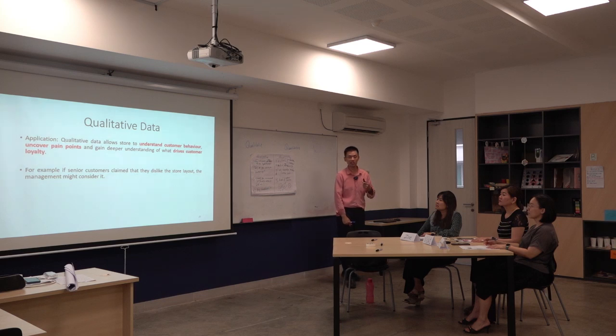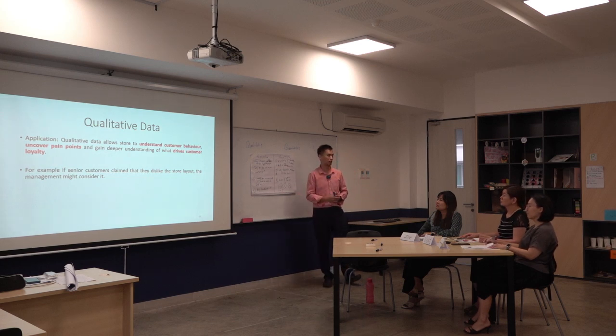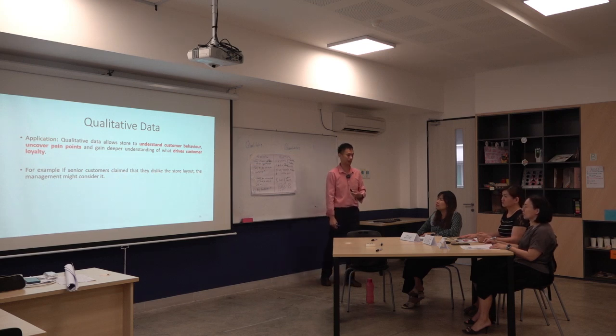For example, if senior customers claim that they dislike the store layout, because it's too far away when they want to buy the items they need, what you can do is tell the management to consider this, because we need to do the analysis as well. We need to base it on what seniors normally like to buy, for example health and supplement products. Maybe we can put these products nearest, so that it's easy for them to buy, so that we can retain the senior customers. So this is how qualitative data works.